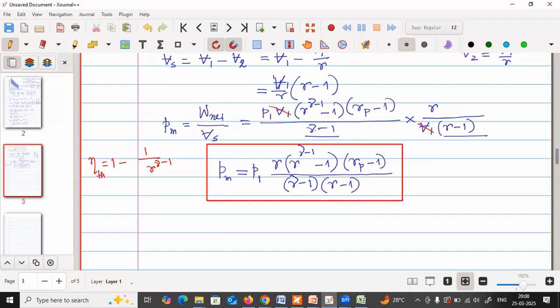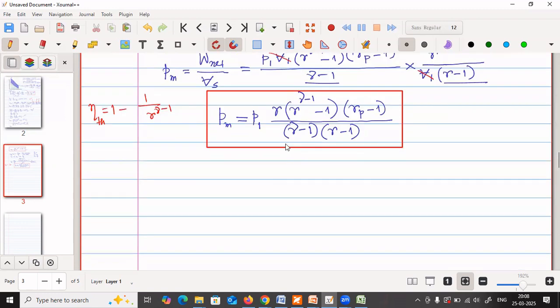So for example, heat input is given and the compression ratio is given. Say for example, a problem can be like a heat input given, Q in, and the compression ratio given, and the working fluid is given, so gamma is known. You are required to calculate, say, the work output. Work output means work output per unit mass.